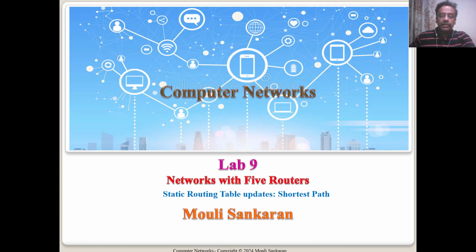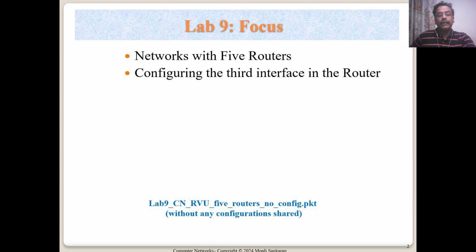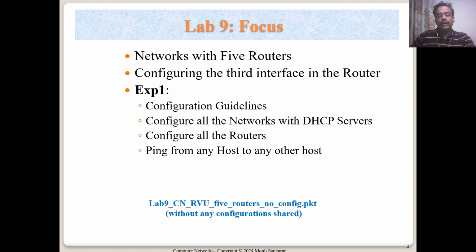Hello, welcome to the section on configuring 5 routers in a network. This is going to be static routing. We are going to have 5 routers in a closely connected configuration, and each of those routers is going to have 3 interfaces connecting to 3 different networks. We will see how DHCP is configured in each of those networks, as well as how the routers are configured to route the packets to the shortest path.